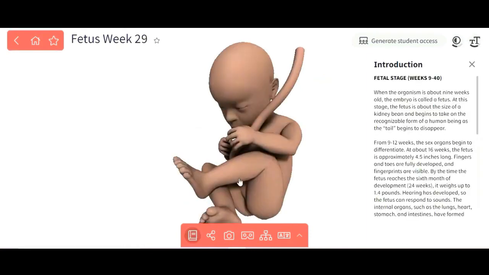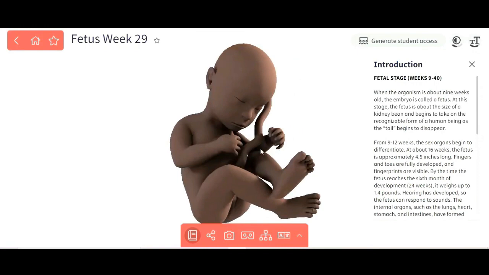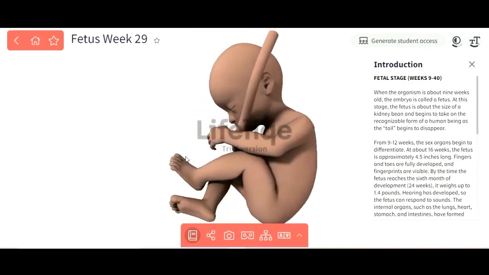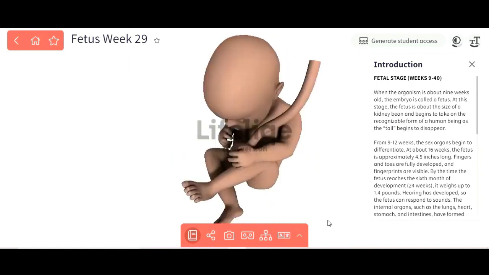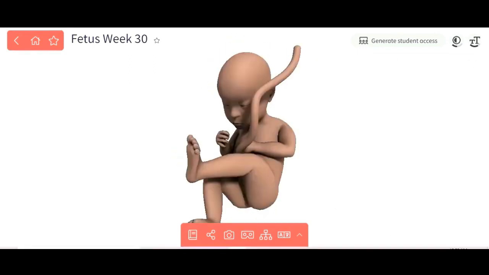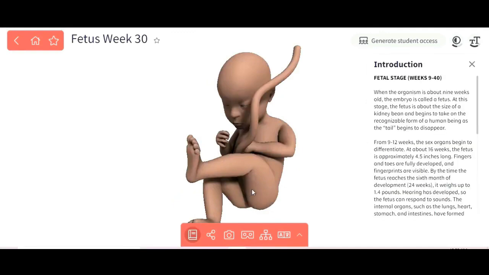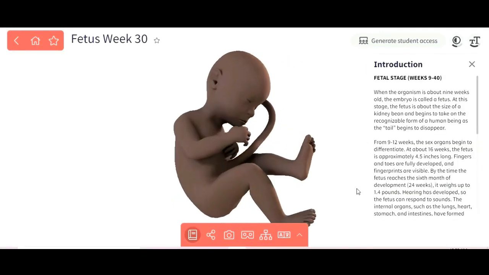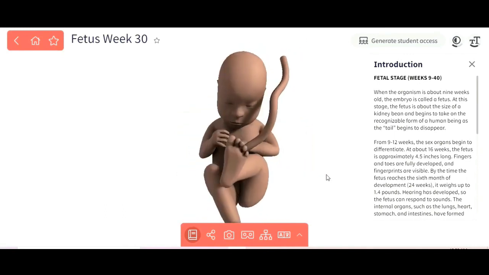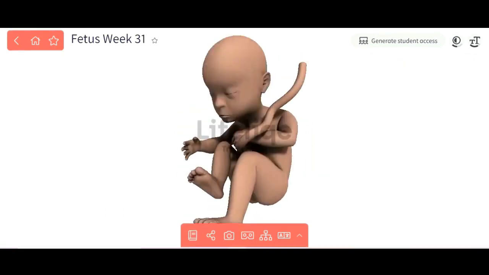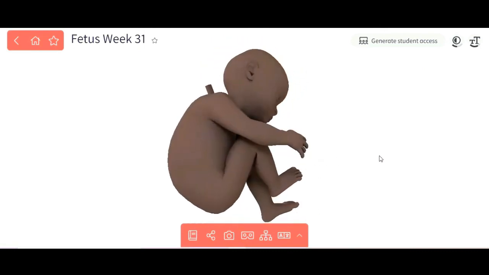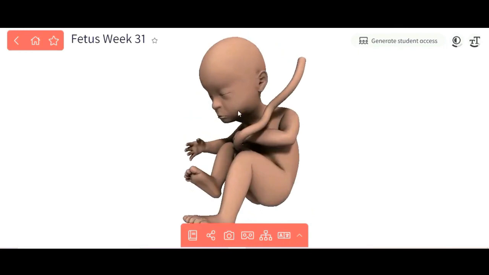And fetus week 29, this is from the back side, from the front side, and this is the head. We can see the positions of the baby, such as moving from the position that is a little bit like sleeping. This is fetus week 31, that 30 has passed to 31.